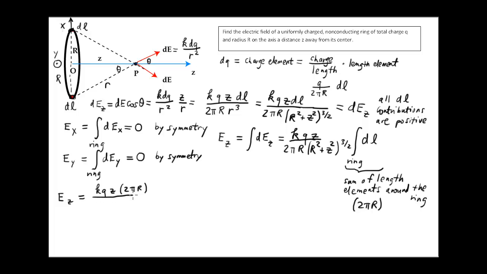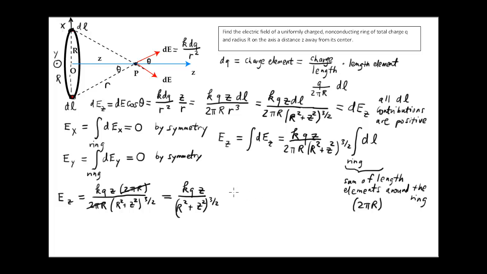The denominator has 2 pi r in it, so that's going to cancel out completely. And then we have capital R squared plus z squared to the 3 halves. So the 2 pi r terms drop out, and we end up with, for the z component, kqz over capital R squared plus z squared quantity to the 3 halves power.